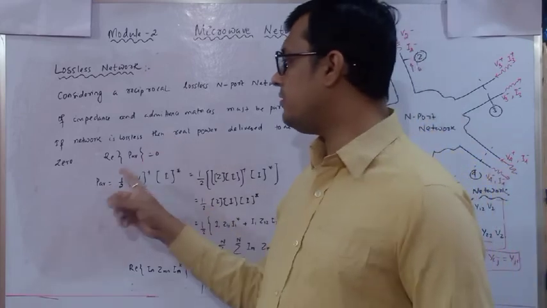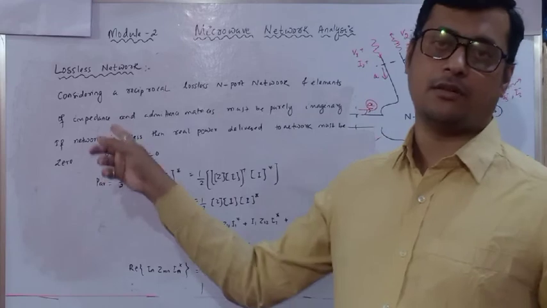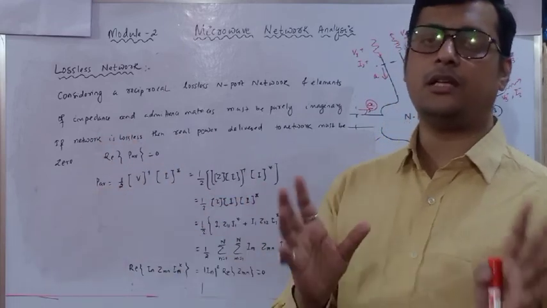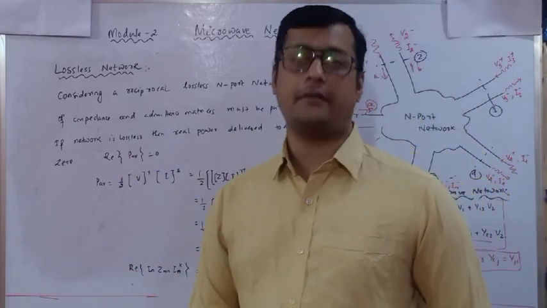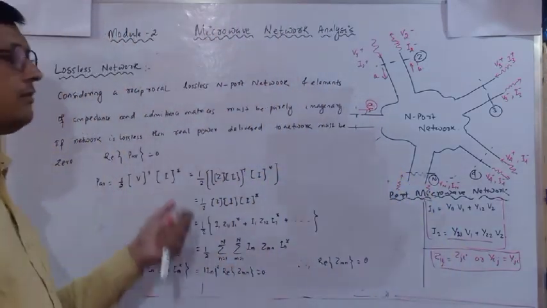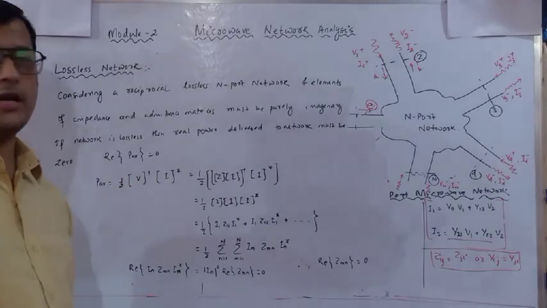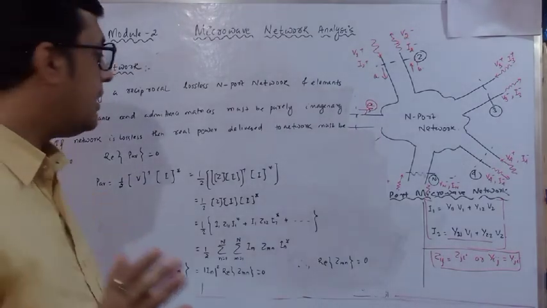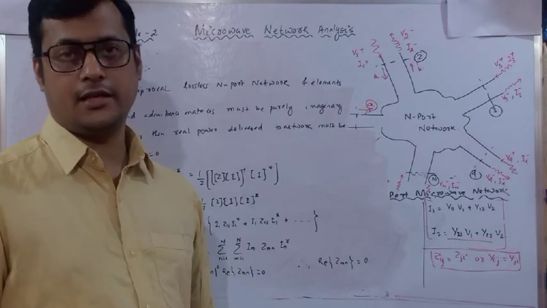So if it is 0, let me write an equation. Real of average power must be equal to 0. Means real power is 0. It will depend only on the complex value, imaginary. So let us consider how to define the average power. Average power is half V into I complex conjugate. And what is V? V is the impedance into current. So half Z I into I complex conjugate.